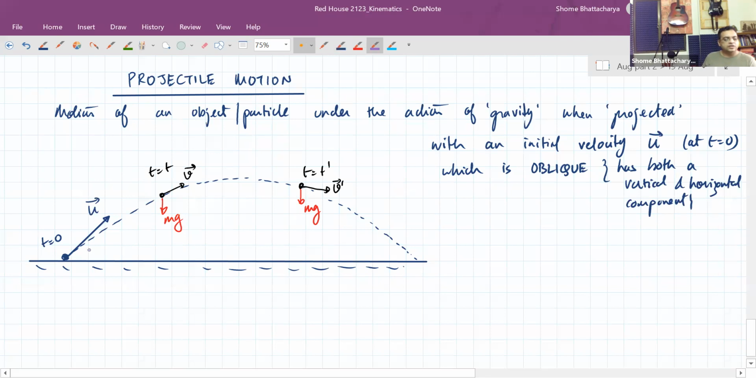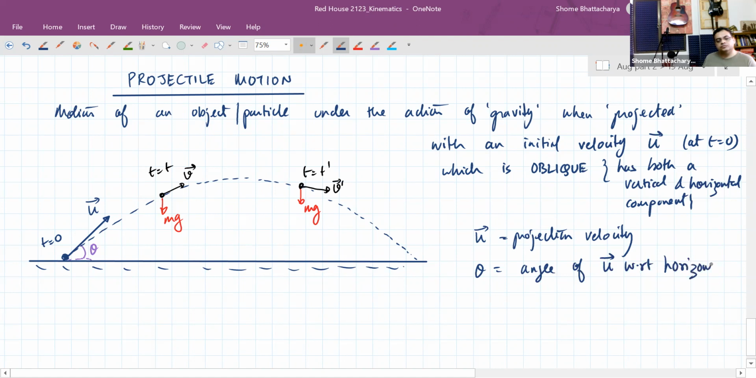That means it has both a vertical and a horizontal component. So in this diagram, if the initial velocity u, or the projection velocity u, makes an angle theta with the horizontal, yes, the acceleration will be constant throughout. I will explain that point also, Ishan, because the only force that's acting on it we are assuming is the gravitational force. So over here, u is called the projection velocity, the velocity with which we throw it at t equal to 0. And theta, the angle of the projection velocity u with respect to the horizontal, is called the projection angle.